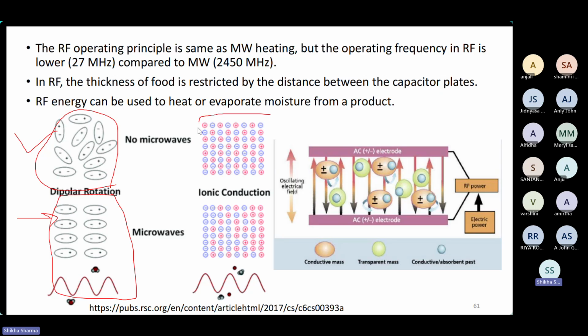And ions which are there in the salty food will be distributed randomly, and when the electric field is applied, they will come and align. Because the oscillating electric field will be there between these two electrodes, all the dipoles and all the ions will continuously oscillate, or realign, based on the electric field. That's why they are going to generate some frictional forces, and thereby heating of the food is done.